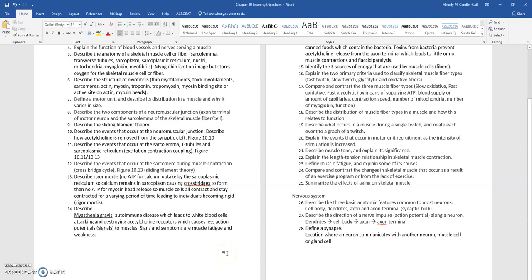Okay, now the next objective is over a synapse, understanding what a synapse is. And so we need to be familiar with the definition of a synapse. And a synapse is going to be that location where a neuron is going to communicate to another cell. And again, it could communicate with another neuron, it could be communicating with a muscle cell or a gland cell.